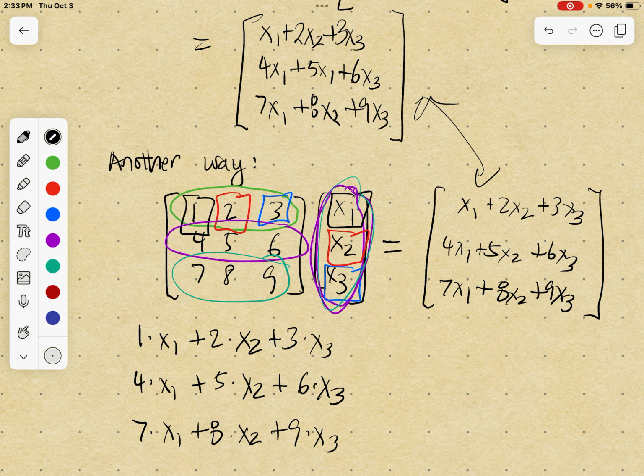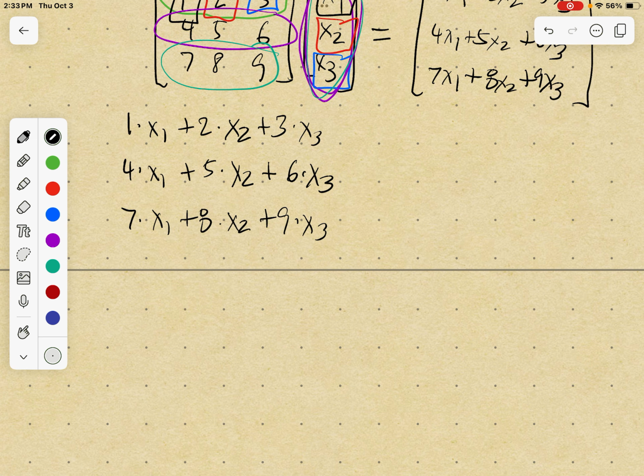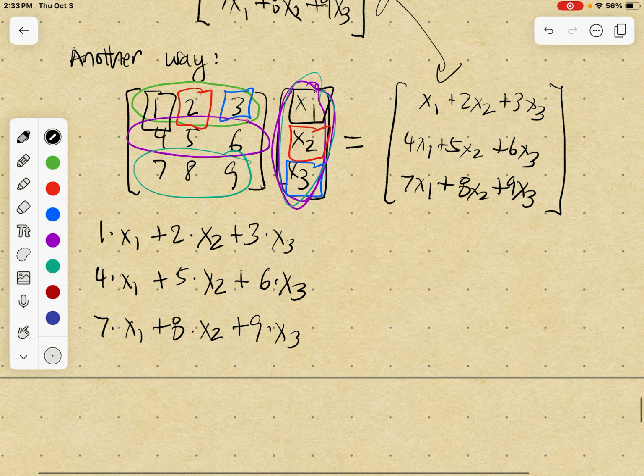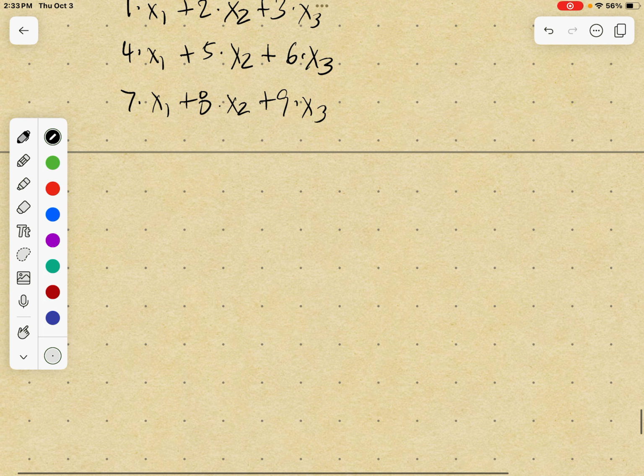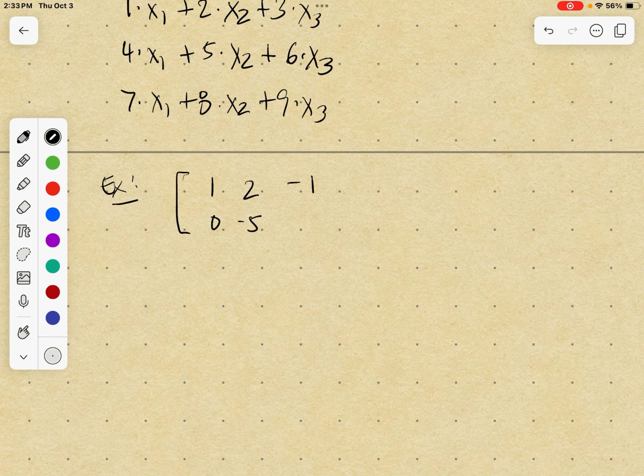And in practice, when you're multiplying a matrix times a vector, you usually use this way, the second way. And in many books, this is actually how a matrix times a vector is defined. So let's just do an example, just to get used to this. Let's say that you had the matrix 1, 2, -1, 0, -5, 3, times the vector 4, 3, 7. Well, why don't you take a minute and see what you get?